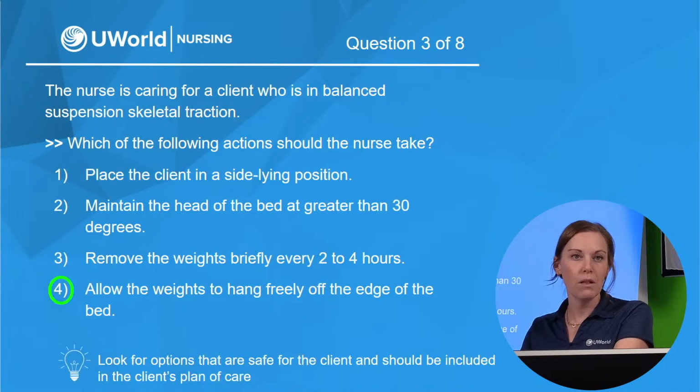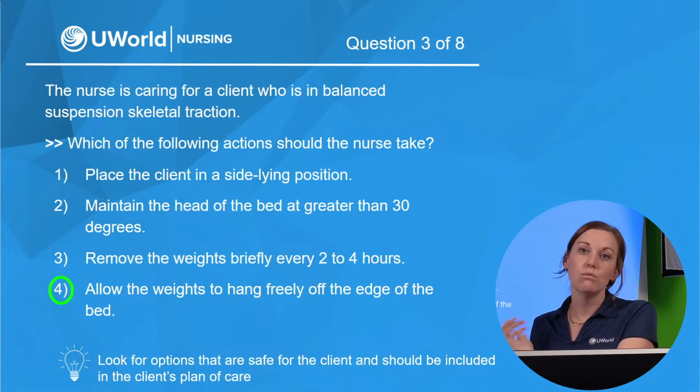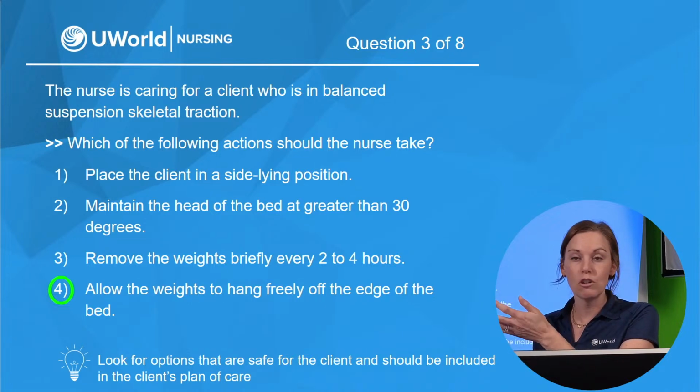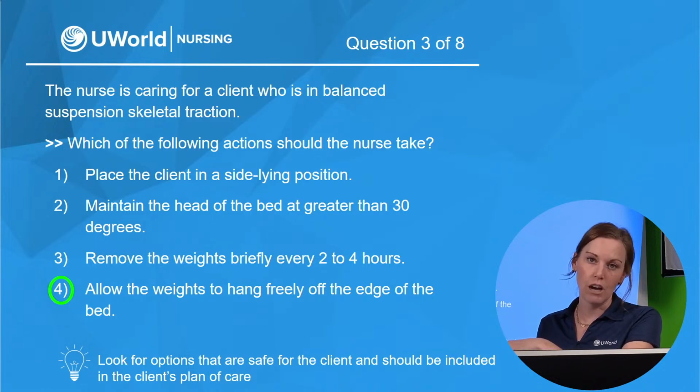I will pull up our correct answer. So our correct answer on this one is going to be option 4, allow the weights to hang freely off the edge of the bed. So again, this question is asking us what we should do. When we're thinking about balanced suspension or traction, what should we always do? One of those big safety things that we need to know about traction is that those weights have to hang freely. That's the whole point of traction.